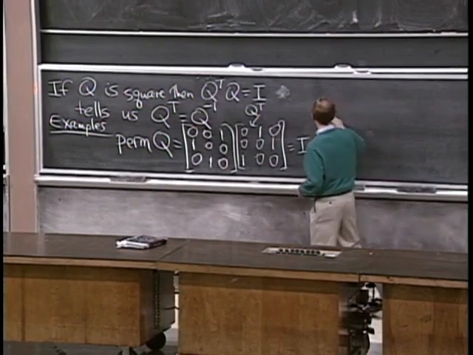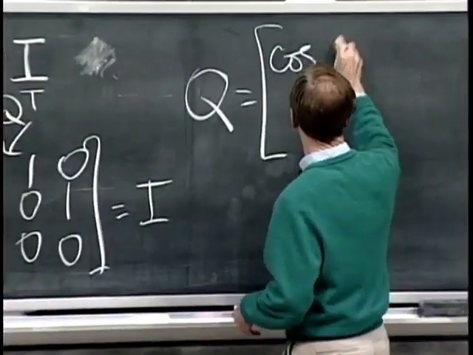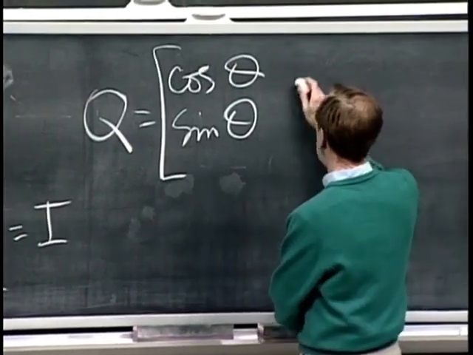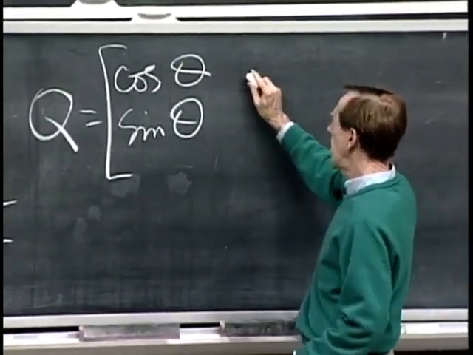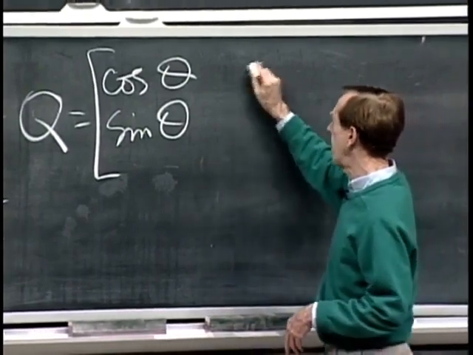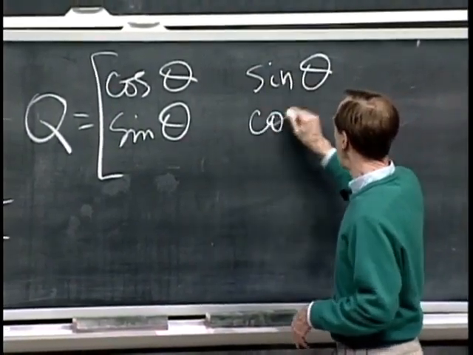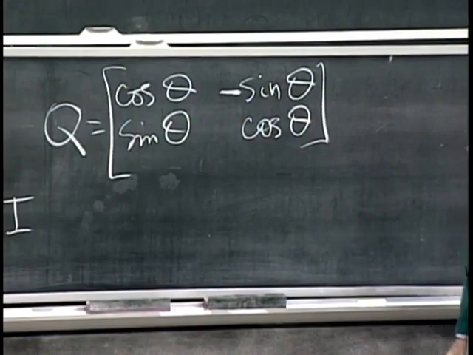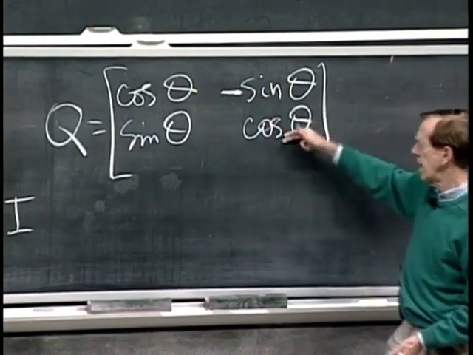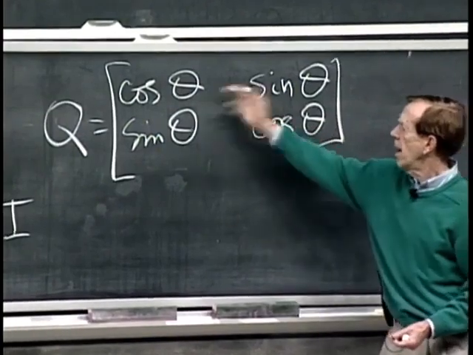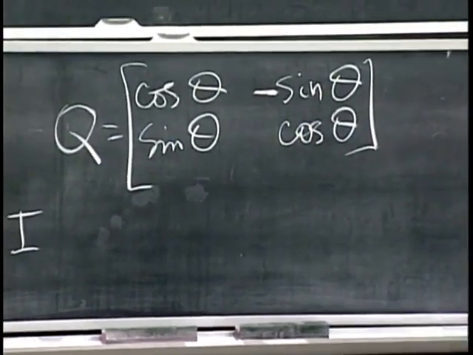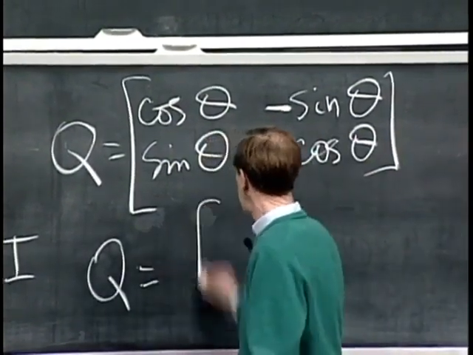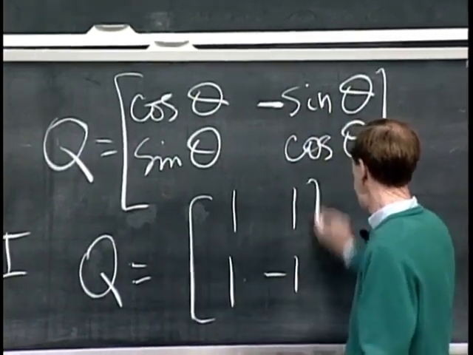So here's another simple example. Cos theta, sine theta. There's a unit vector. And now the other way, I want sine theta, cos theta, but I want the inner product to be 0. And if I put a minus there, it'll do it. So that's a unit vector, that's a unit vector, and if I take the dot product, I get minus plus, 0. Okay. So for example, Q equals, say, 1, 1, 1, minus 1.